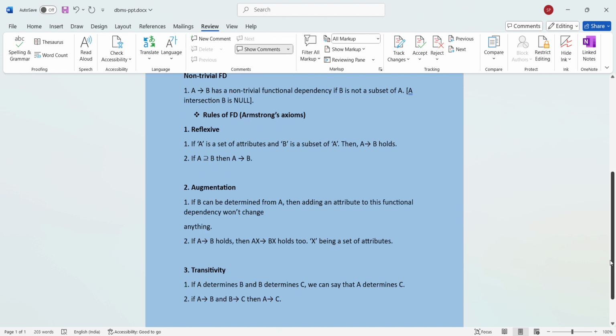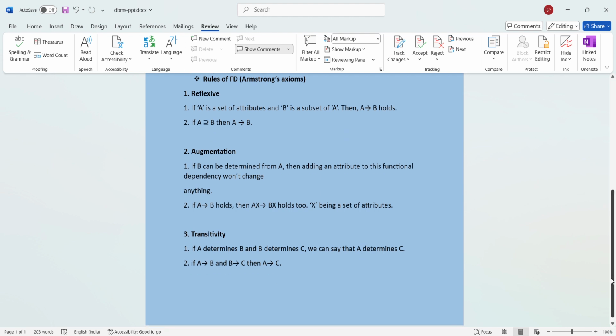The second one is augmentation. Augmentation says that if B can be determined by A, that means A tends to B, then adding any attributes on both sides will not change anything. That means if A tends to B holds, then AX tends to BX also holds. That is called augmentation. And the third axiom is transitivity. It tells that if A determines B and B determines C, then we can say that A determines C. So that is transitivity.